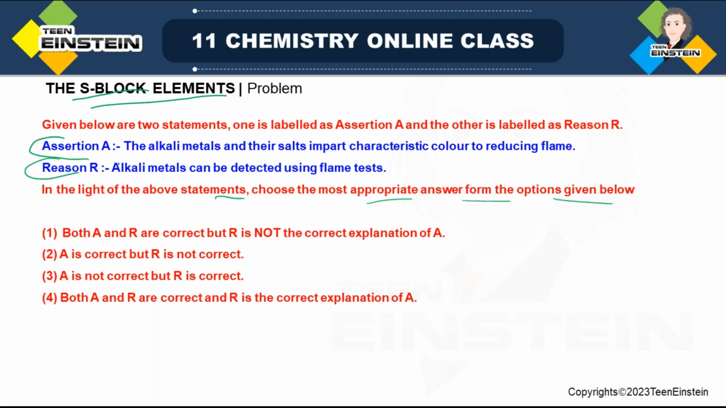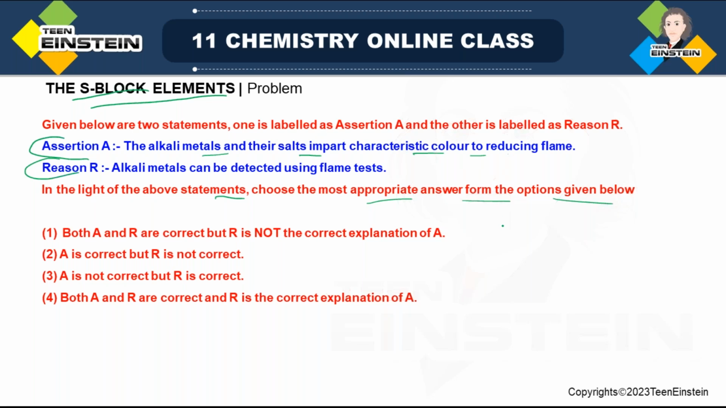Now the first statement, the assertion, is saying that alkali metals and their salts impart characteristic color to reducing flame. It is true that alkali metals impart color in flame, but is it reducing flame or oxidizing flame? That is another question. It is not reducing flame, it is basically oxidizing flame. So that is why this statement is not true.